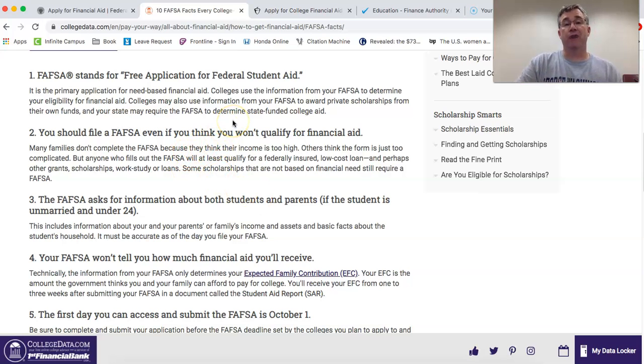You should file your FAFSA even if you don't think you're going to qualify for financial aid. I've talked to several families, and you're in that income bracket where you might not get any of those awards, any of that need-based financial aid. But nevertheless, you should still fill out the FAFSA, because you may find that the university that you're going to requires it as a part of your application, and also for consideration of any institutional-based aid.